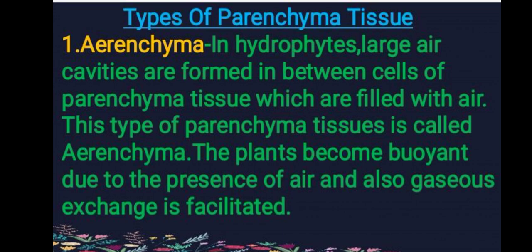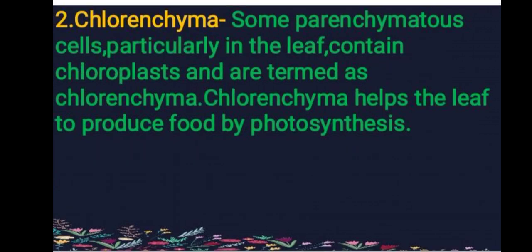Types of parenchyma tissue. The very first type is Aerenchyma. In hydrophytes, large air cavities are formed in between cells of parenchyma tissue, which are filled with air. This type of parenchyma tissue is called Aerenchyma. The plants become buoyant due to the presence of air and also gaseous exchange is facilitated.